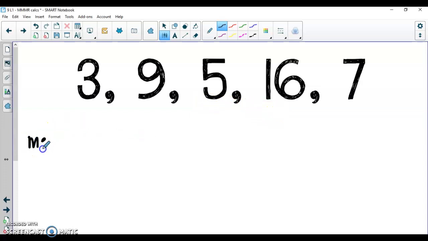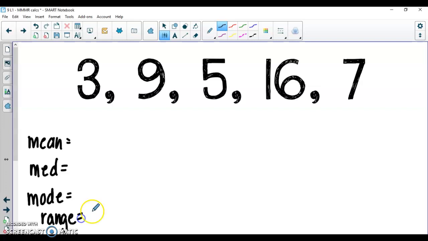Again, we're going to find the mean, the median, the mode, and the range. So to find the mean, we first have to add up all these numbers. Well, if you got 40, you would be correct here. So there's 40 here, and there are 1, 2, 3, 4, 5 numbers in our data set. So 40 divided by 5, our mean here is going to be 8.